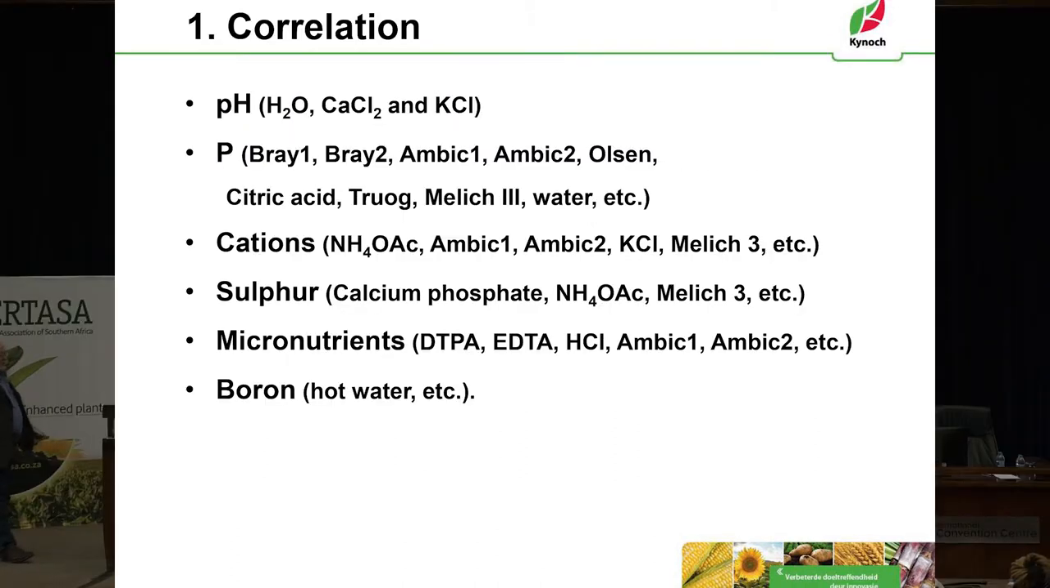What about the correlation? I'm just mentioning a few extractants. For pH, we use water, calcium chloride, or KCl. For P, it's Bray 1, Bray 2, Ambic 1, Ambic 2, Olsen, citric acid, Truog, Mehlich 3, water, etc. For cations, ammonium acetate, Ambic 1, Ambic 2, KCl, Mehlich 3. For sulfur, calcium phosphate, ammonium acetate, Mehlich 3. Micronutrients, DTPA, EDTA, HCl, Ambic 1, Ambic 2, and for boron, water.